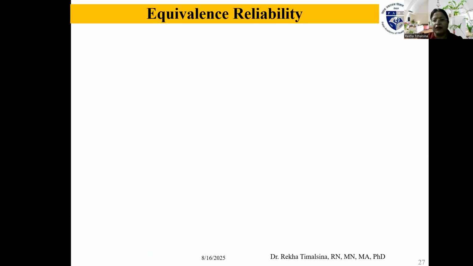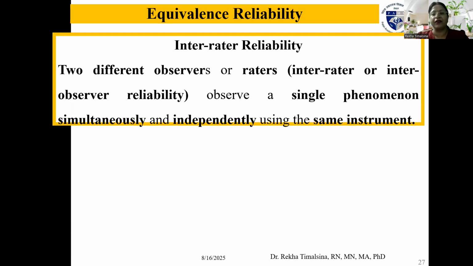As we know, equivalence reliability refers to the consistency of results obtained either when two or more forms of a test, for example form A and form B, are administered to the same group, or when different raters or observers assess the same phenomenon. In this approach, the obtained scores are analyzed using a reliability coefficient to determine the degree of agreement, with higher agreement indicating a greater equivalence.